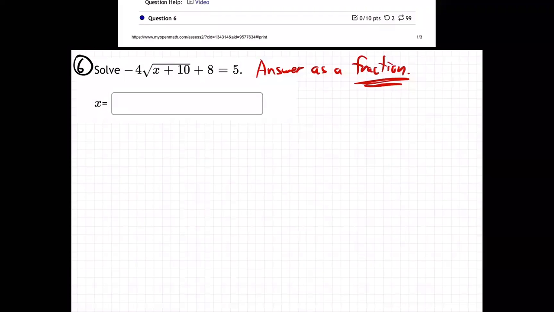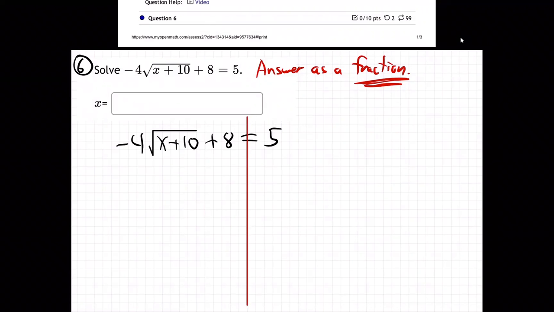Okay, so on this one, we're wanting to solve this square root equation. What's hard about this one in particular is it makes us answer as a fraction. We have to give a fraction answer, which could be a little bit painful. Fractions are always challenging to deal with. Decimals are easier, as you know. So anyway, here's the equation.